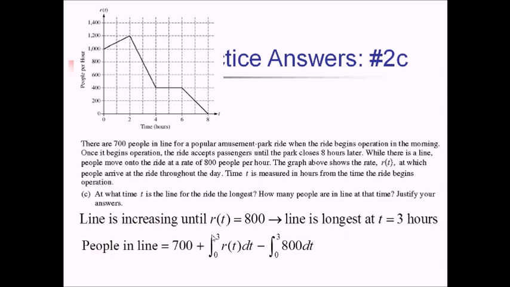Okay, we have everything we need to do this and figure out the actual number here. We found on an earlier problem that there were 3,200 people who arrived at the ride between 0 and 3 for the time. So we have 700 plus 3,200. And then if we integrate 800 from 0 to 3, this is essentially a rectangle with a base of 3 and a height of 800. So 3 times 800 gives us 2,400. And we're subtracting that. So let's see here. We've got 3,900 minus 2,400. That's 1,500 people in line when it's at its longest. That's a pretty long line.